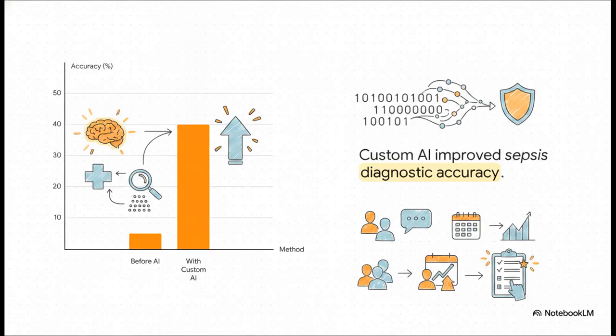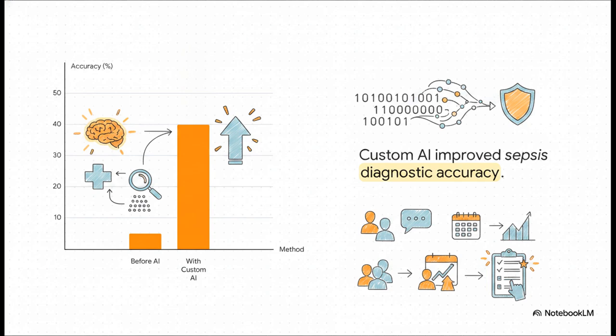To show you just how powerful this is, let's look at Johns Hopkins University. They developed a custom AI system with one highly specific goal: detecting sepsis in patients. Before this AI, the diagnostic accuracy was hovering around 2 to 5%. With their custom AI solution, that accuracy rocketed to an average of 40%. It's completely transformative, and it's not just for medicine either.